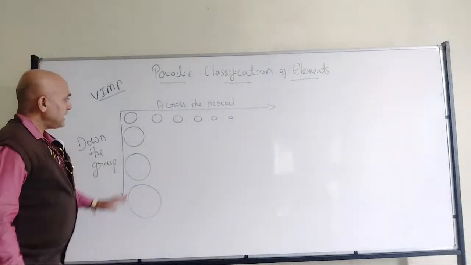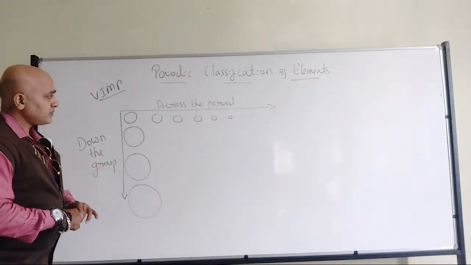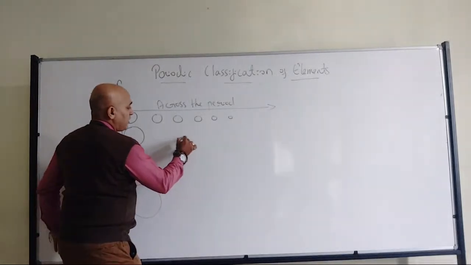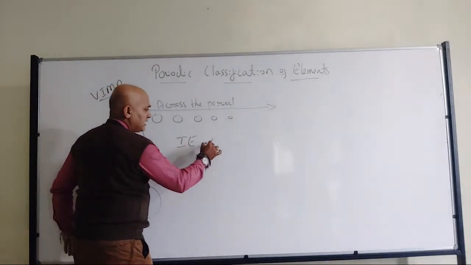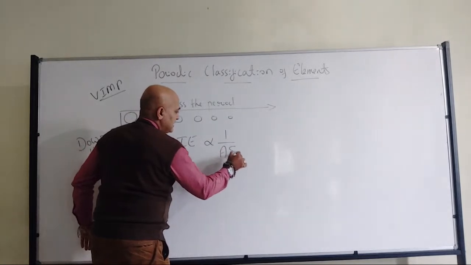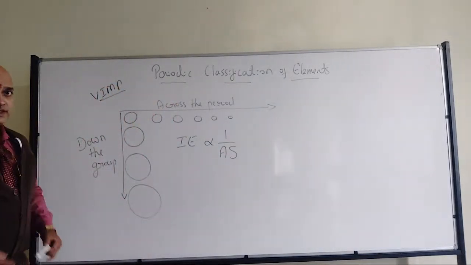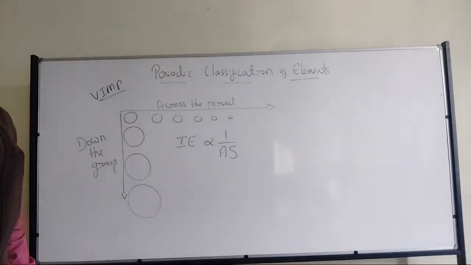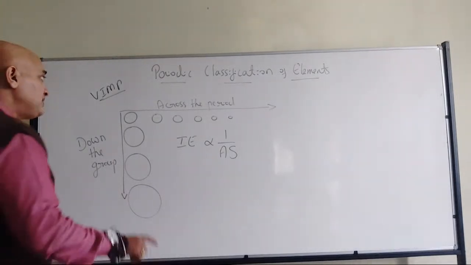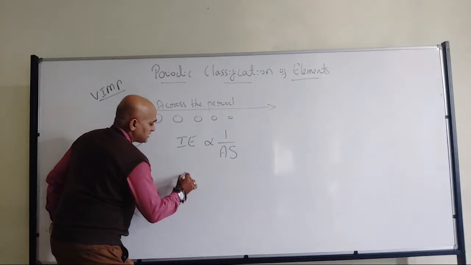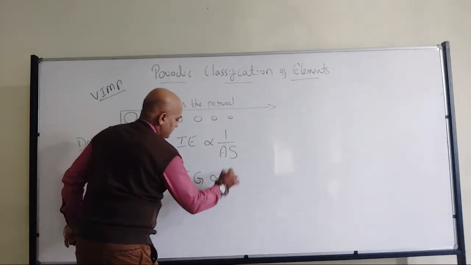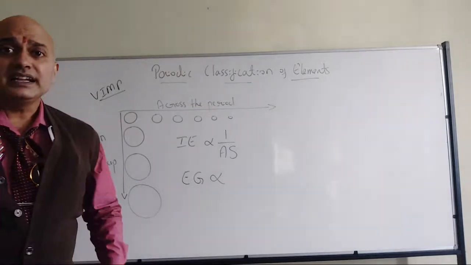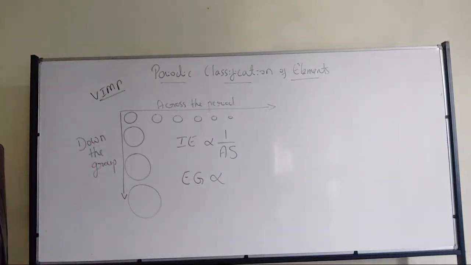Yes, Stefan. Okay? Now according to this, observe here carefully. Already I have told this: ionization enthalpy and atomic size are inversely related to each other. If that is the case, what about electron gain enthalpy? Think that Eg is electron gain enthalpy. What will be the relation between electron gain enthalpy and atomic size?